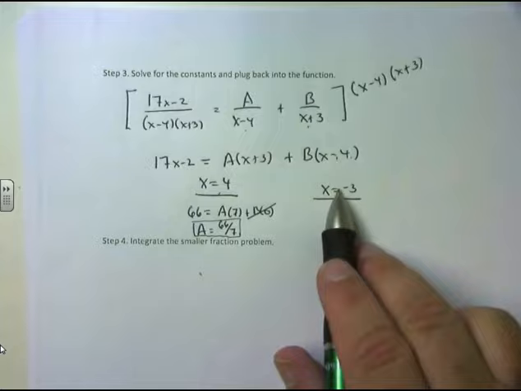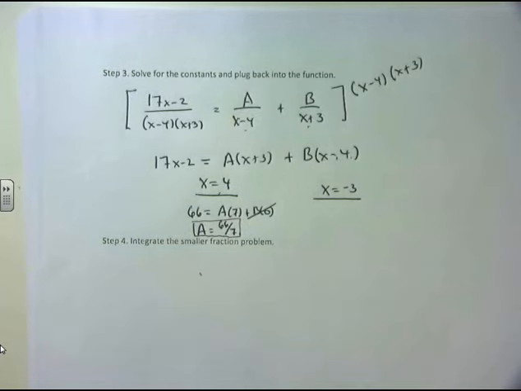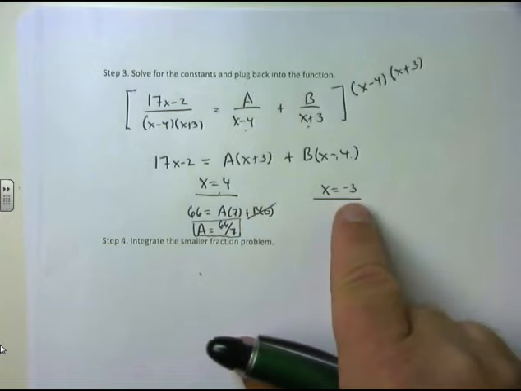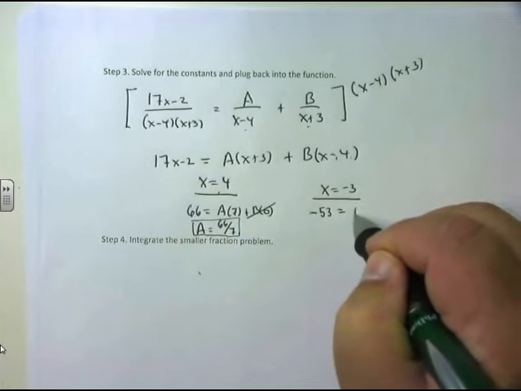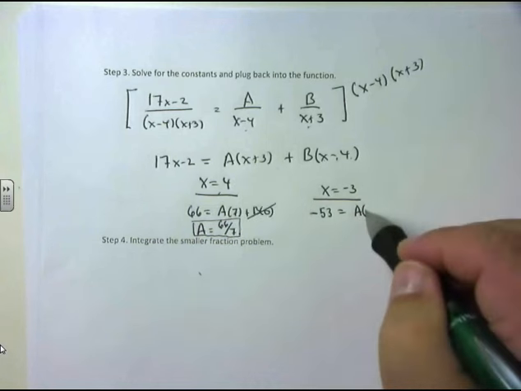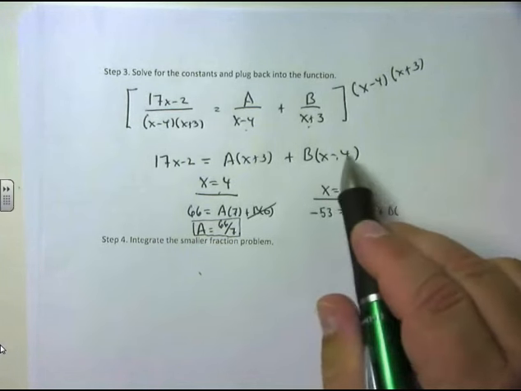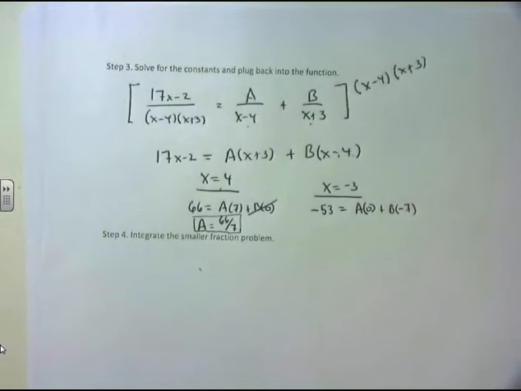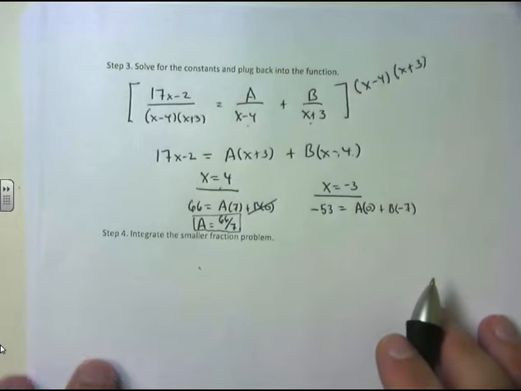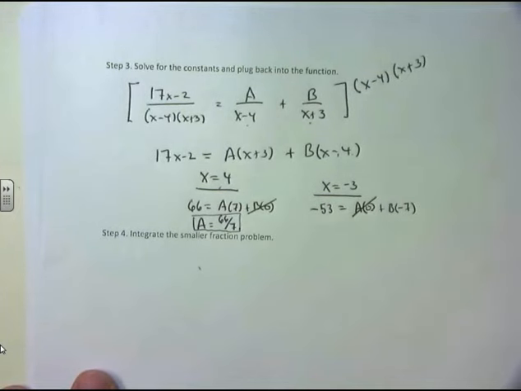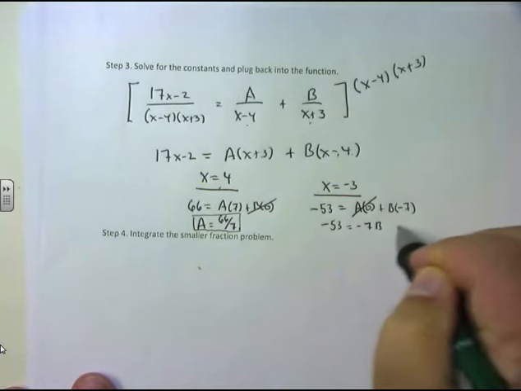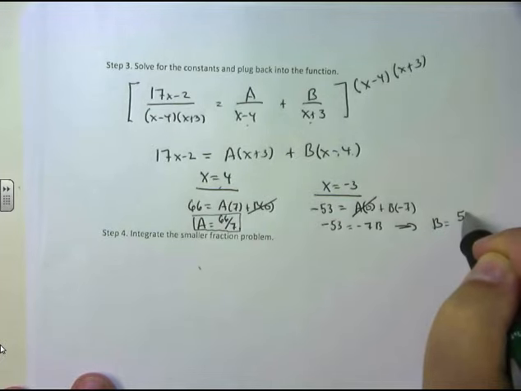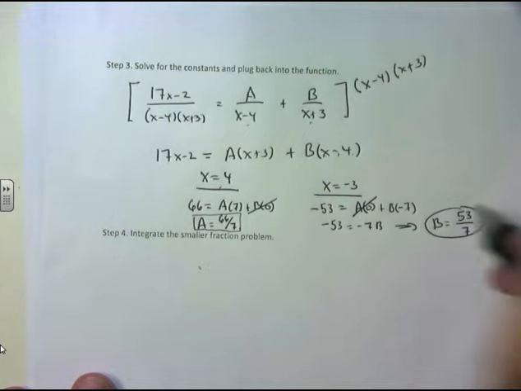Now we're going to try to plug in x equals -3. So that'll be 17 times -3 minus 2. I'm plugging in -3 for x here. I get -53, equals A times (-3 + 3), which is 0, plus B times (-3 - 4), which is -7. Now, here we go. Again, the goal is to eliminate one of the terms. And then you get -53 equals -7B, which makes it easy. B equals, when you divide by -7, negative divided by negative is a positive, I get B to be equal to 53 over 7.